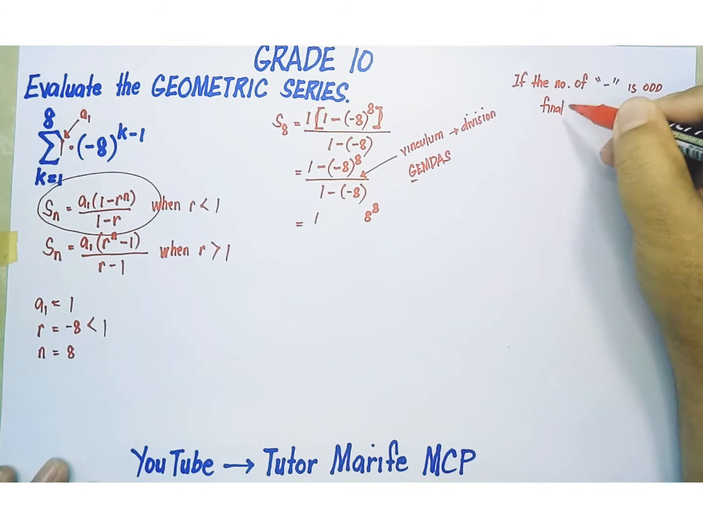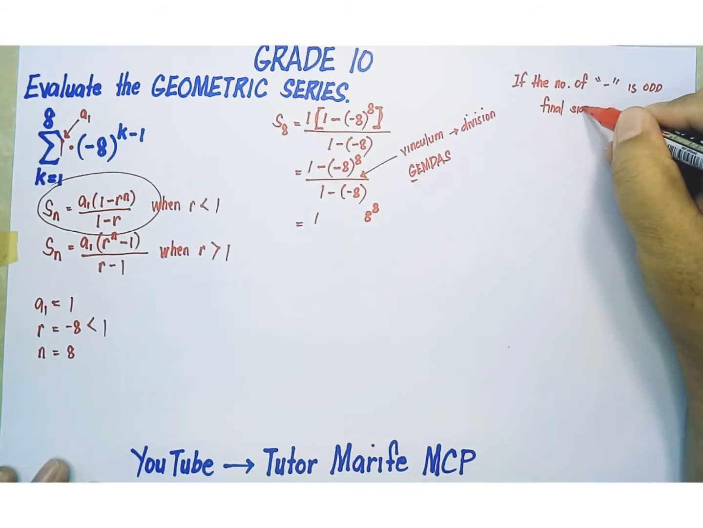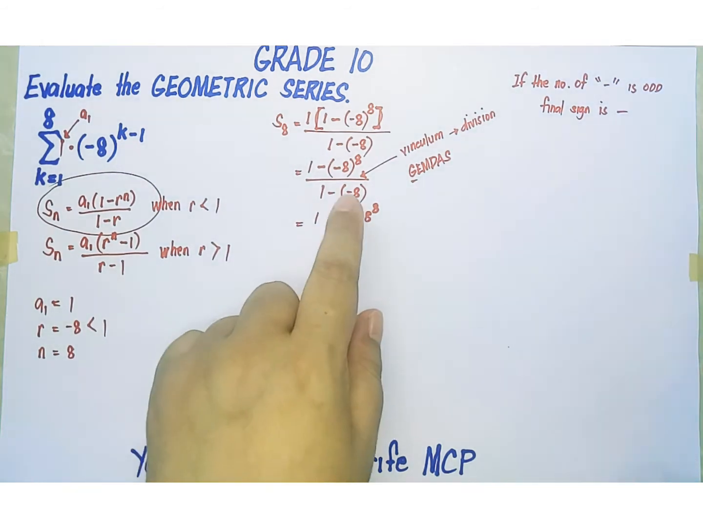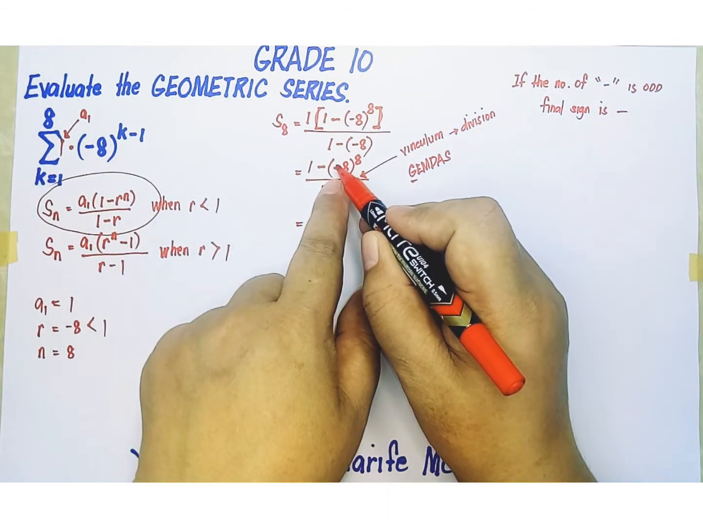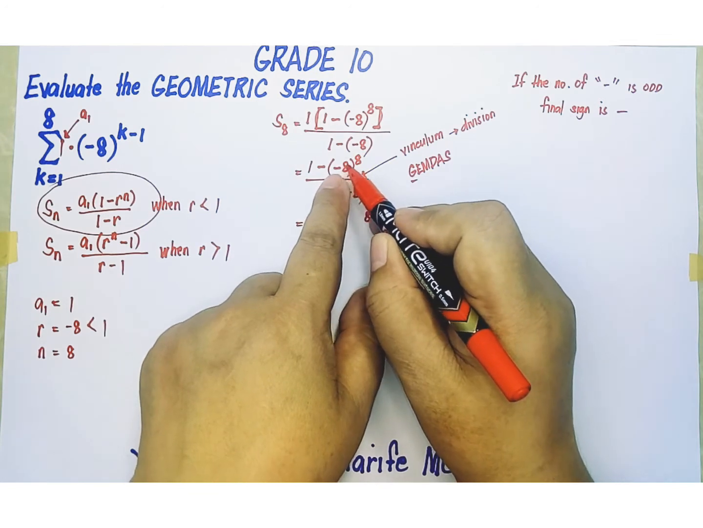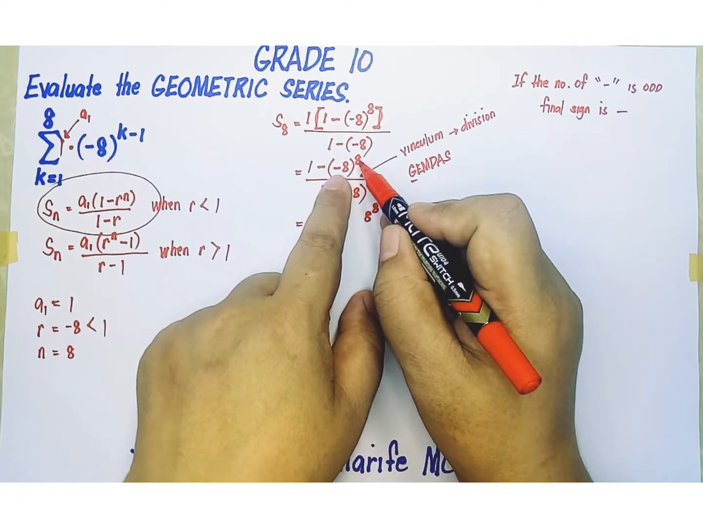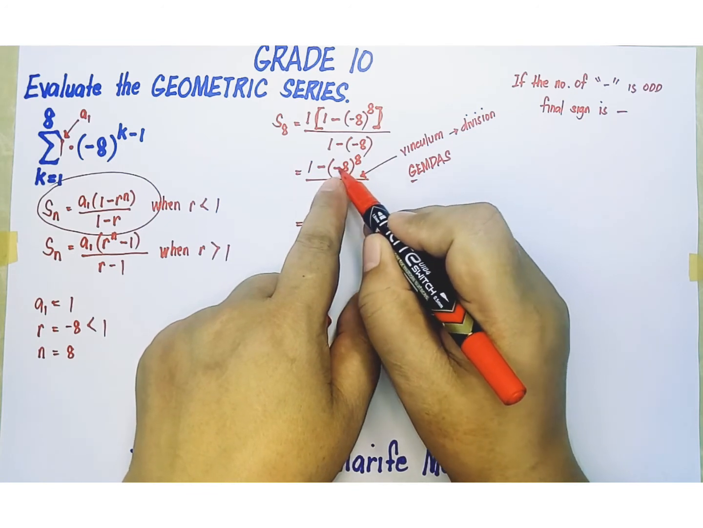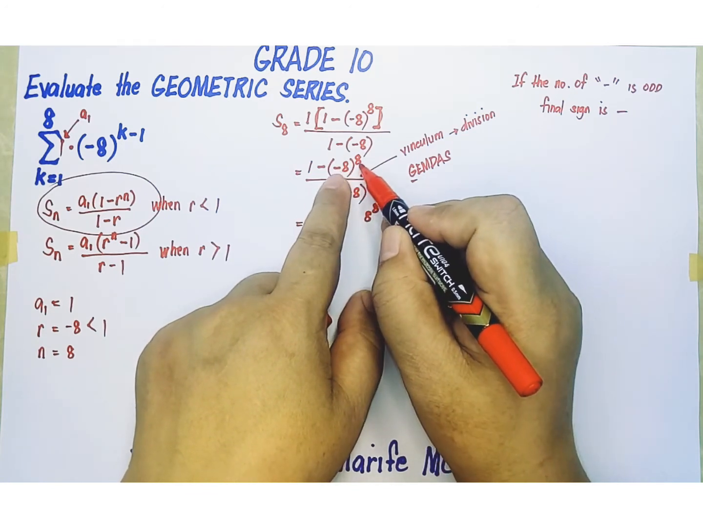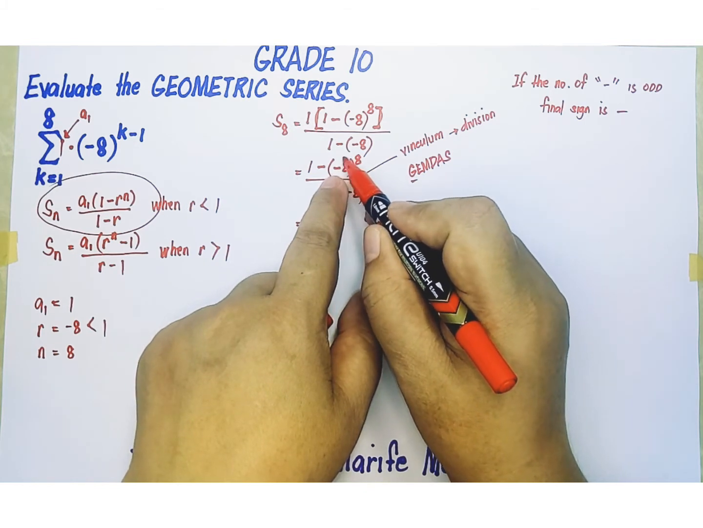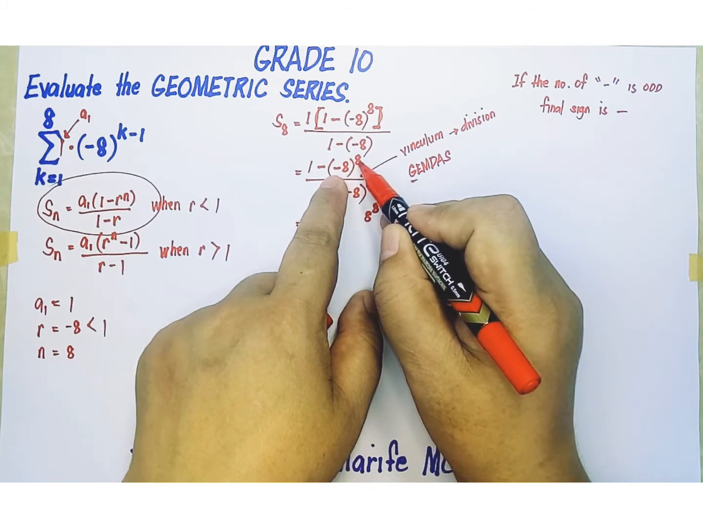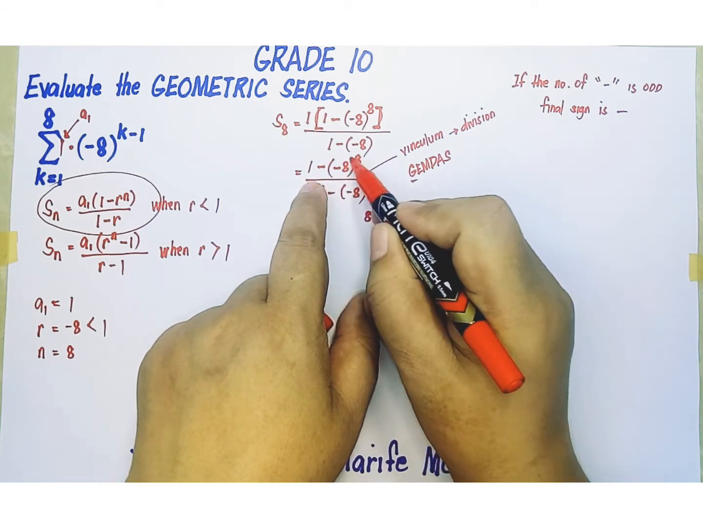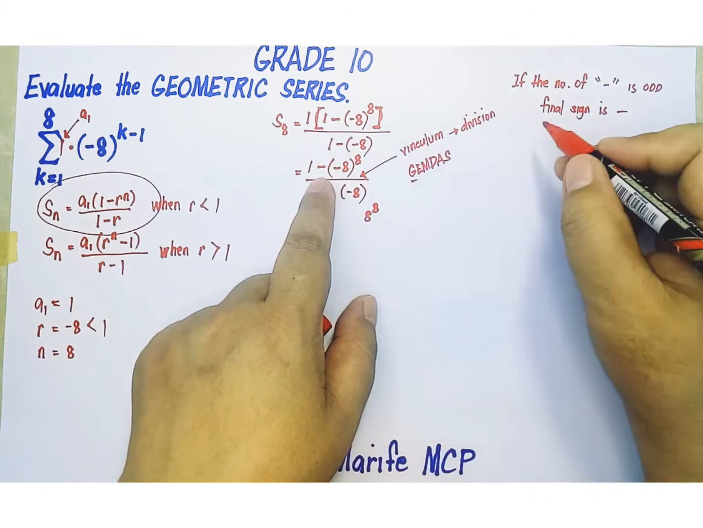Final sign or the sign of your answer is negative. So let's count. Negative is enclosed with parentheses, so it means this exponent 8 is also applied to the negative sign. Negative, if you raise it to 8, that means you have 8 negative signs, plus this negative, altogether, you have 9 negative signs.